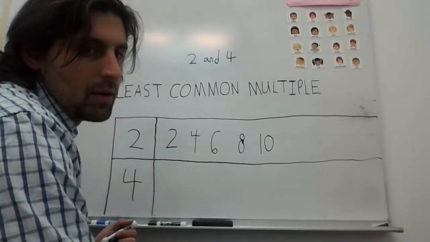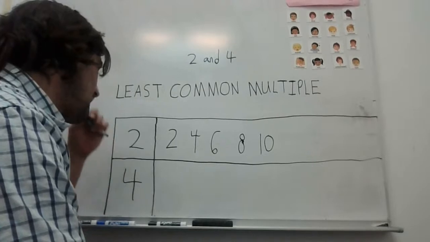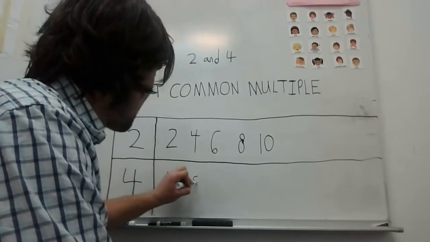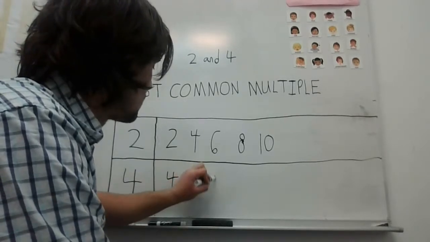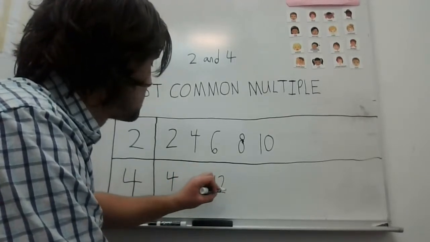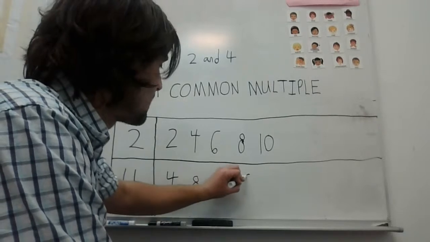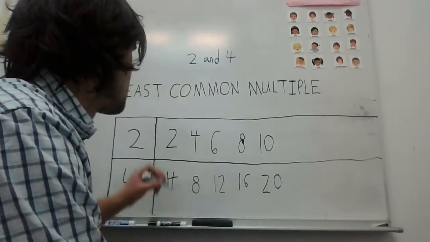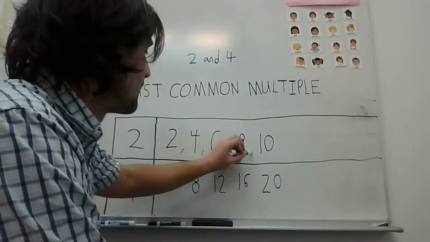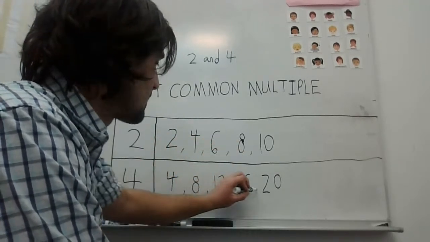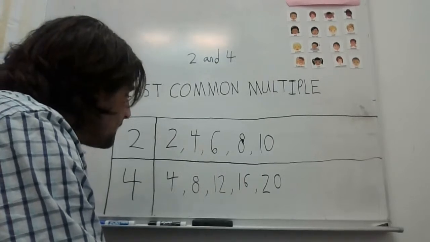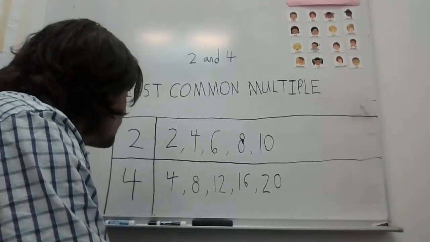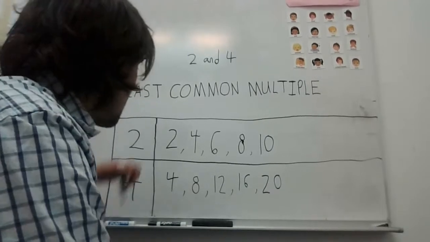Now I'm going to skip count by 4s and write my first 5 multiples for the number 4. 4, 8, 12, 16, 20. Let me put commas in between the numbers, so there we go. All right. Now, as you can see, 2 and 4 have more than one multiple in common, right?